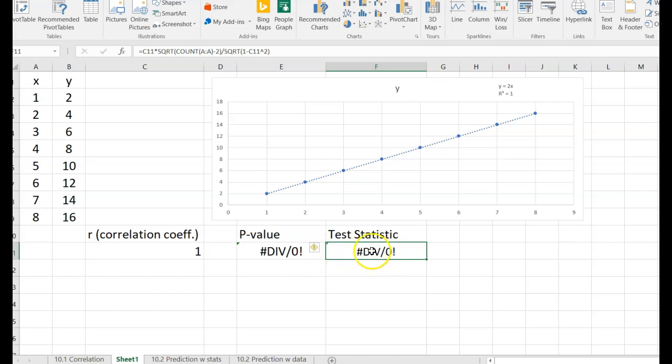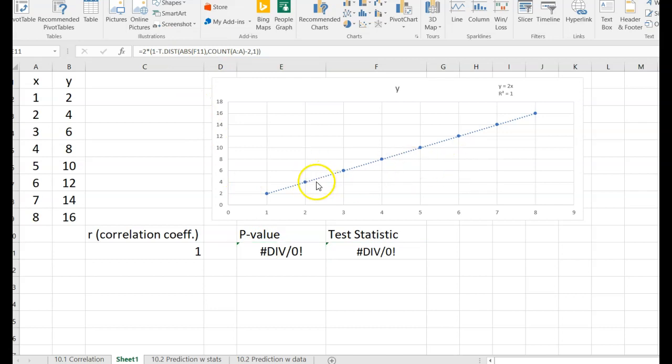Remember, this is how far away our value is from the expected value. The expected value is definitely not 1. The expected value is 0 here, and we are infinitely far away from 0. So that's what that is, and then this is divided by 0 because it calls on that value.